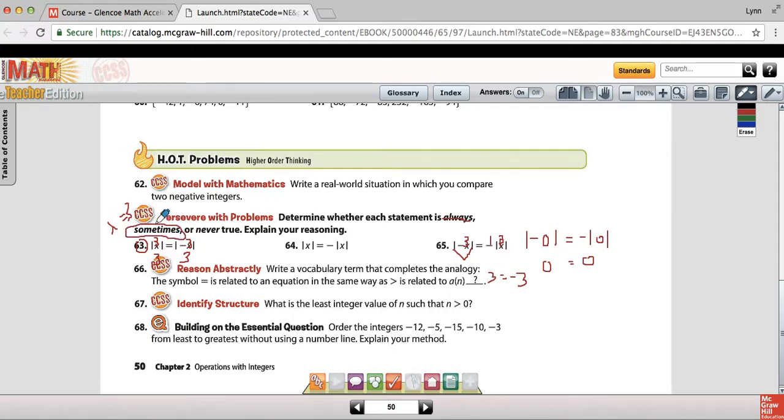I don't know if there's any other numbers that would work for that. You can try to figure out another number that works there, but for number 65, I'll say that sometimes that is true.